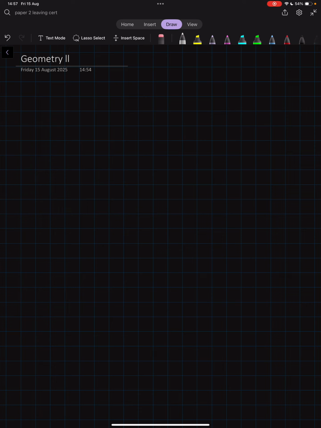So all the sides are the same length, all the angles are the same. Basically they're just the same triangle, they could just be moved around a bit, rotated maybe. That's it, that's a congruent triangle. We did that in geometry 1, I think.